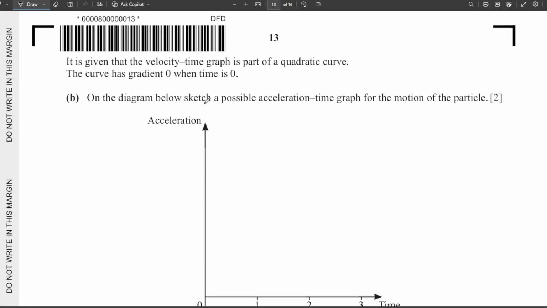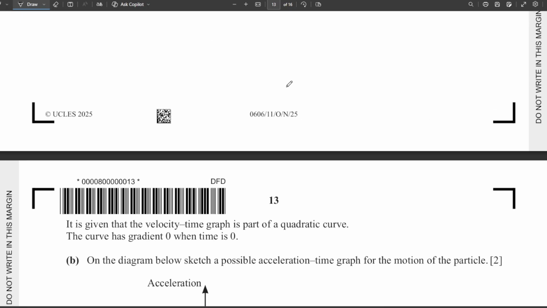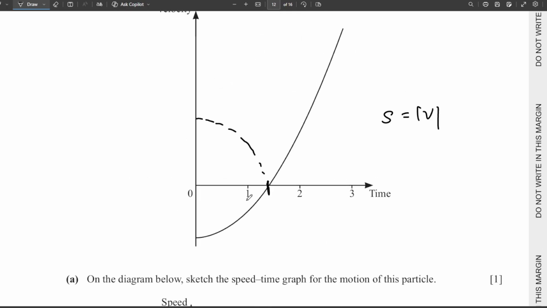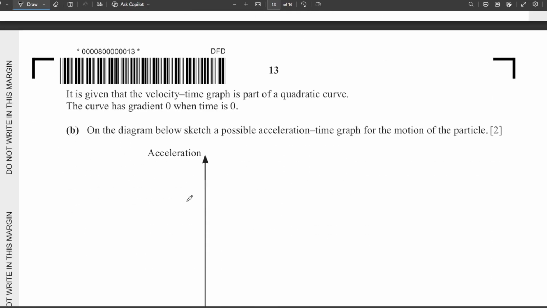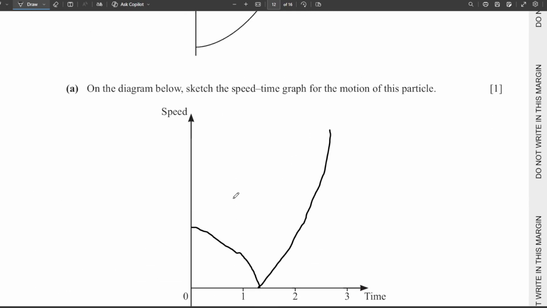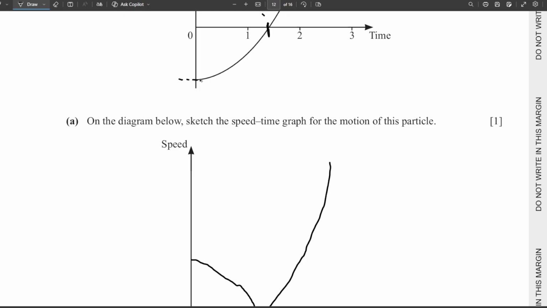It's given that this velocity time graph is part of a quadratic curve. So that's why it's a curve, not a straight line. And the curve has gradient 0 at time 0. Okay, so actually this part, gradient is 0.